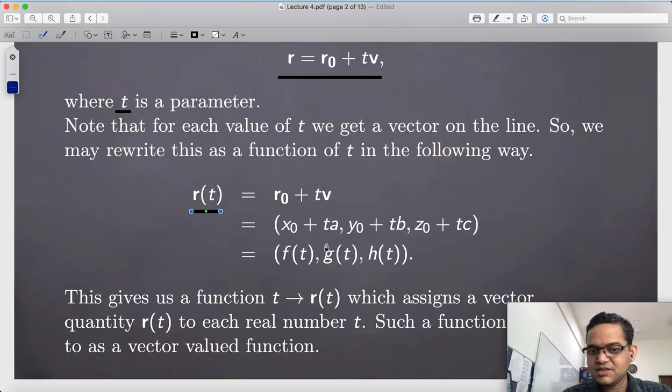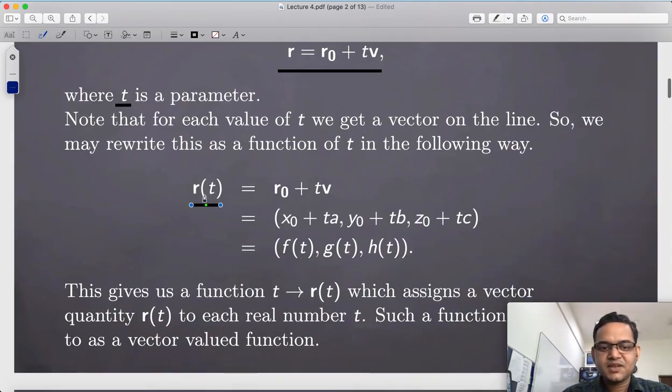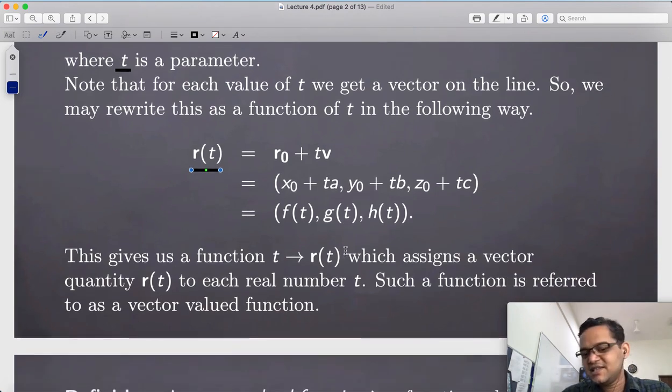Each component is an addition of real numbers, and I can think of it as a function of t. So f(t) sends t to this, which is again a real number, so f is a function from R to R. Similarly g and h. So this function of t has three component functions, and precisely this is what vector valued functions are going to be. Such a function is referred to as a vector valued function.